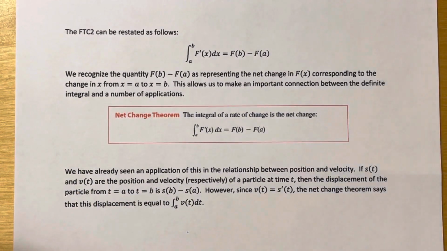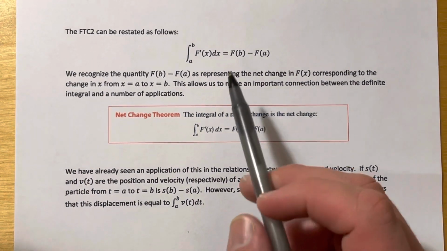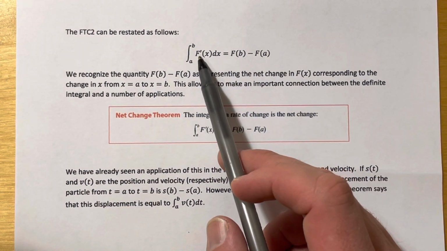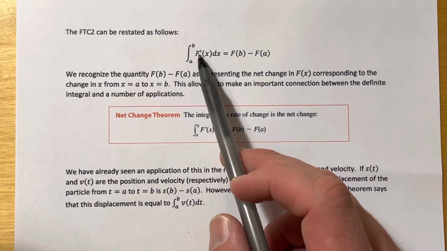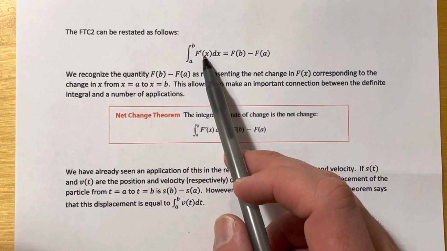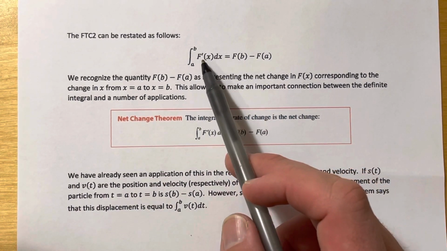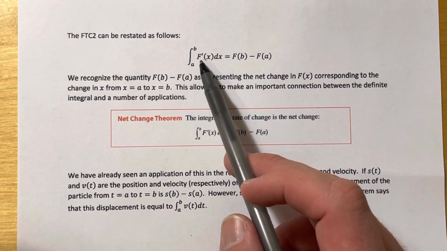Now we're getting into the main subject of this section, something that we call the net change theorem. So the fundamental theorem of calculus, part 2, I can restate it by putting the capital F in here, capital F prime of f of x. If that's my integrand, then big F would be the antiderivative of f prime, right?